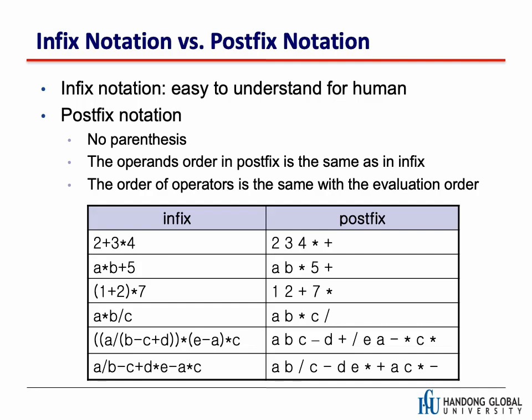Okay, so let's try to convert the infix notation to postfix notations. So we have A times B divided by C. Then we have to put the operands first, and then we have to check which operator goes first. So star operator goes first. So A, B, next we should put star, and then after C we have to put a division operator. Okay.